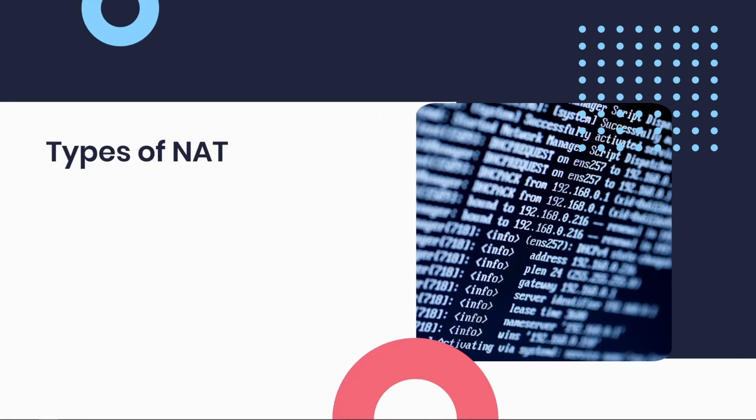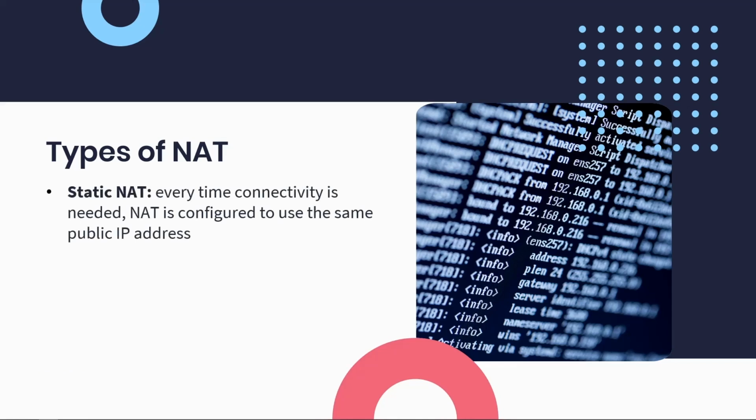These are static NAT. Similar to static IP addresses mentioned earlier, every time connectivity is needed outside the LAN, the NAT is configured to use the same public IP address. Now, this IP address is manually configured to the router. Then we have dynamic NAT. The public IP address changes every time a connection from the LAN to the WAN occurs. These are usually practiced in a big organization where security is vital.